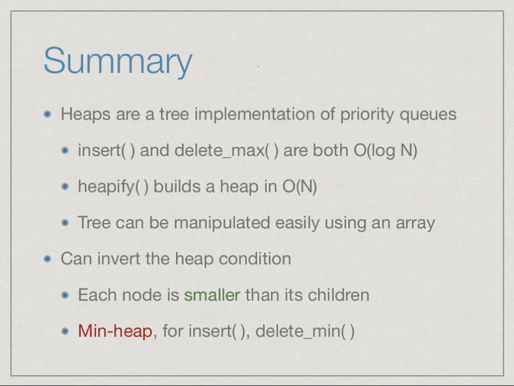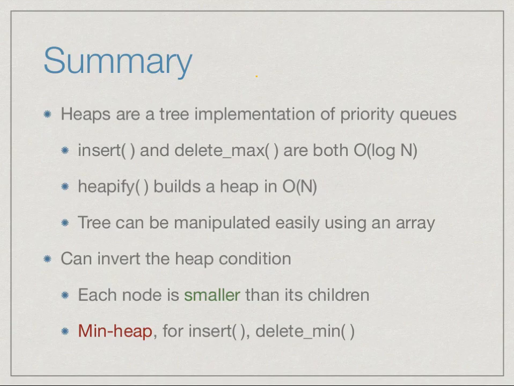So to summarize, heaps are a tree-based implementation of priority queues in which both insert and delete max can be done in log n time. We can do a bottom-up heapify to build a heap in order n time. And these are trees, but they can be manipulated very easily using an array. Now in this case, we are looking at max heaps. We can also do a dual construction where we change the heap condition to say that each element must be smaller than its children, in which case we have what is called a min heap. And then instead of delete max, the operation we perform is delete min. Everything is exactly symmetric to the other case.